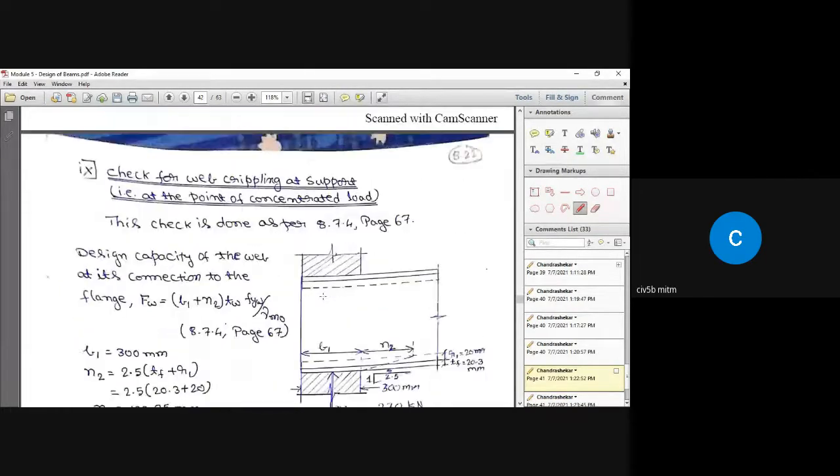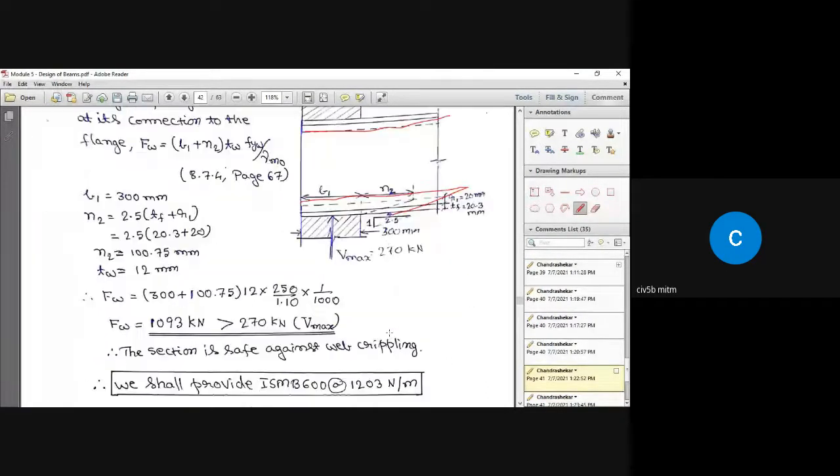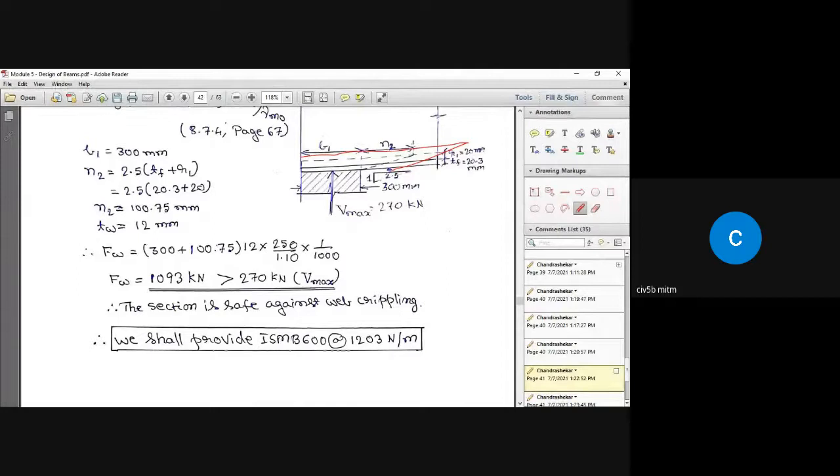Next, we can go with the web crippling. Again, where does the web crippling happen? The web crippling happens here, and also it happens here. So N2 is the length we got, equal to 2.5 times the thickness of the web plus R1 value. Once we know B1 plus N2, multiply that value by the thickness of the web to get the area of this length.